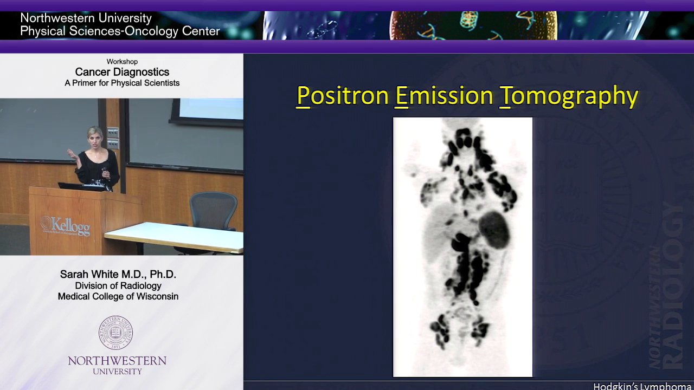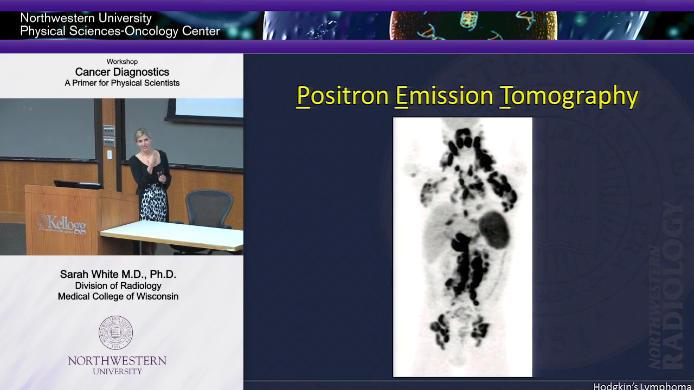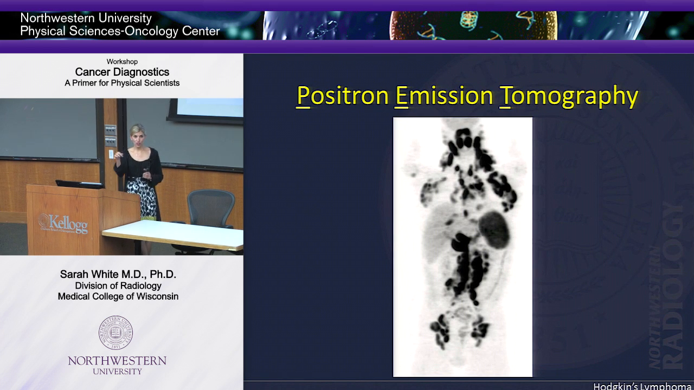Anyone want to guess what this is? I'll give you a hint. You guys sort of had a talk about it before. So this is lymphoma. This is when those cells aren't swimming around your body, but they go to the lymph nodes. So this is a patient that has Hodgkin's lymphoma.